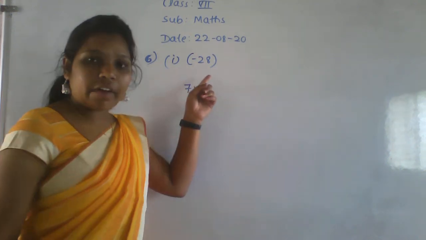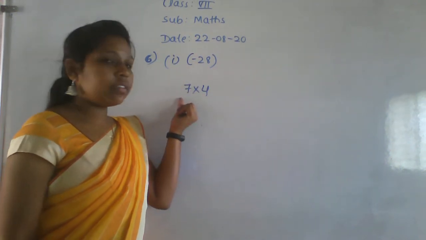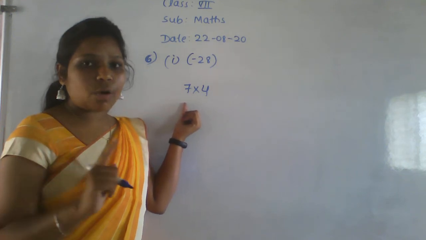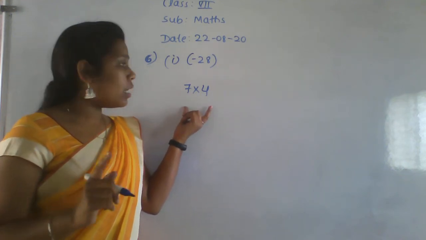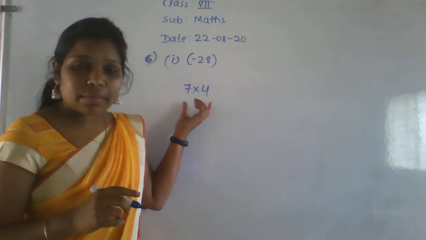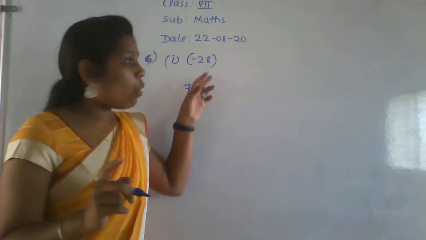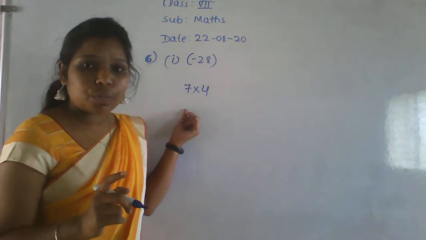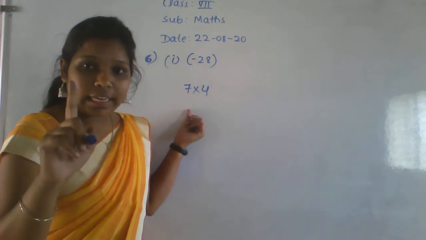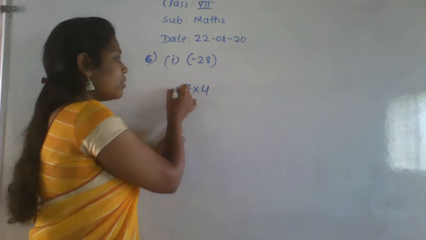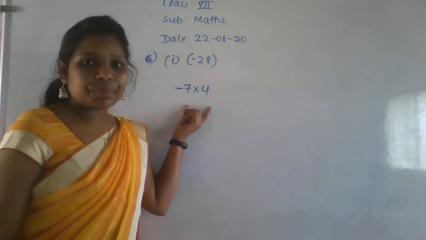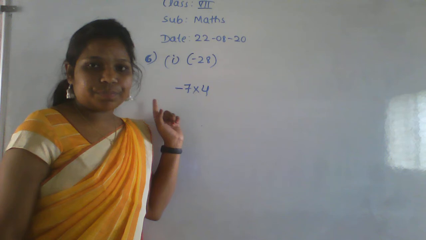But here we have a minus sign. Put a minus sign for any number. Only one number you have to put a minus sign. If you put the minus sign for both the numbers, then the answer will be positive. But we don't want a positive answer. We want a negative answer. That's why we put a negative sign for only one number. So here minus 7 into 4. That is minus 28.